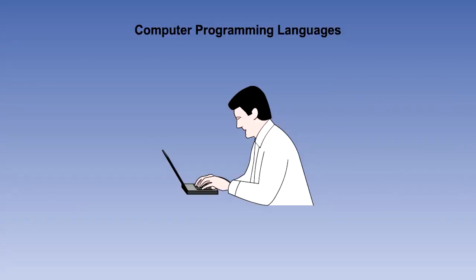A programming language is a language used by a computer programmer to write computer programs. There are a number of languages in use. Here we will define three of the most common types.